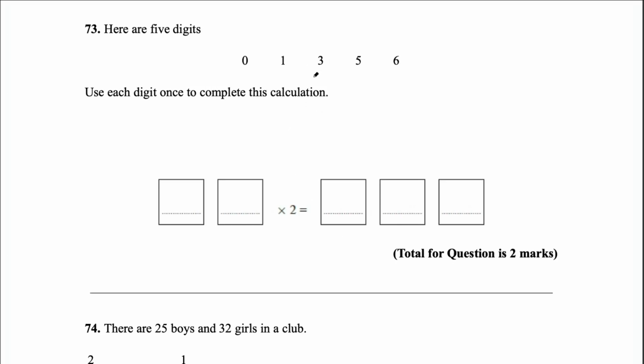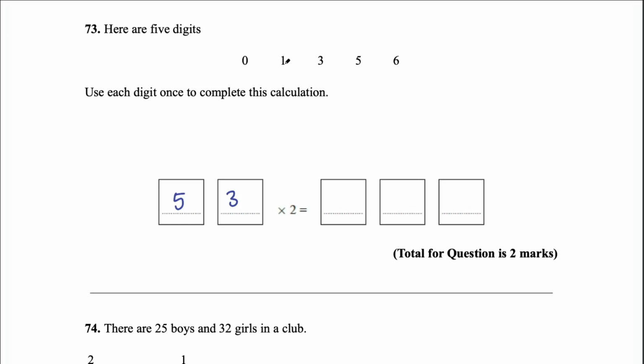So you might try something like 3 and 5, but you know that's only going to make 70, which is a 2-digit number, so that's not going to work. What about something like 56? 56 would make 112. That's not going to work because the remaining digits are 0, 1 and 3. They don't make 112. Then try maybe 53. 53 times 2 is 106.